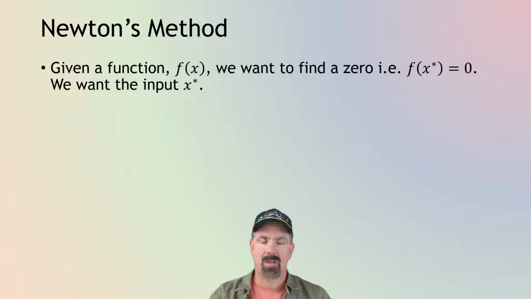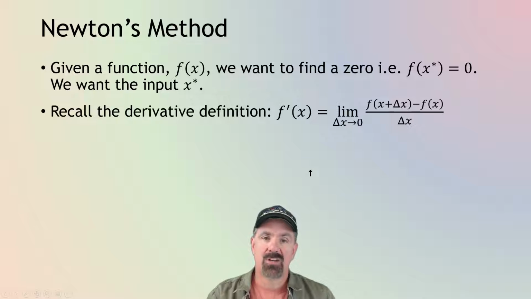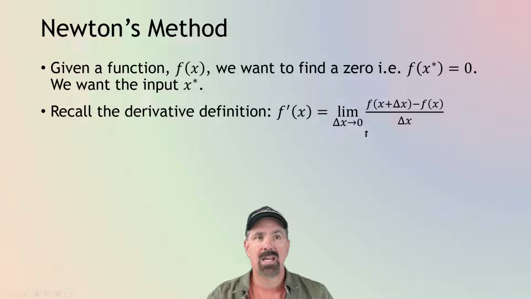So what is Newton's method? Newton's method is a means for us to be able to find the zero of a function. What we are after is the input for a function that equates to an output of zero. And the derivation for this comes from the definition of the derivative. We're going to take a look at this definition. Unfortunately, of course, the definition includes the limit, which we can't really do much computation with.